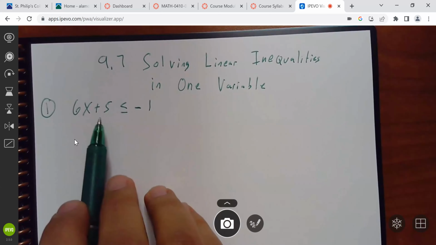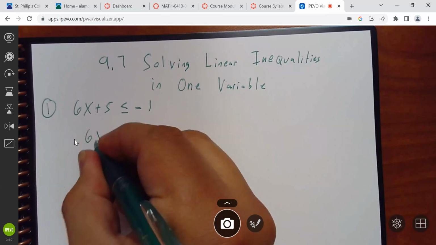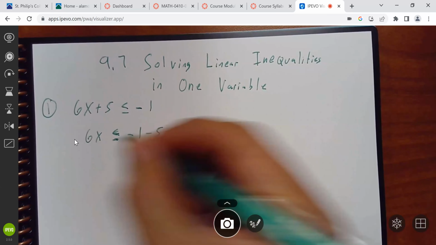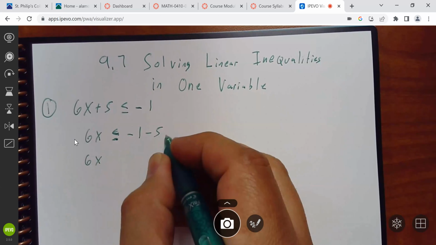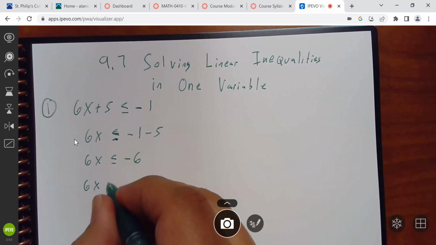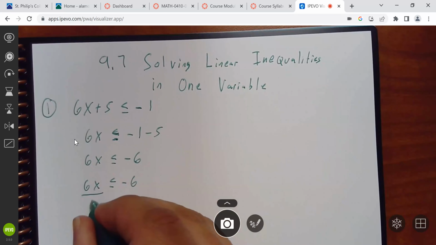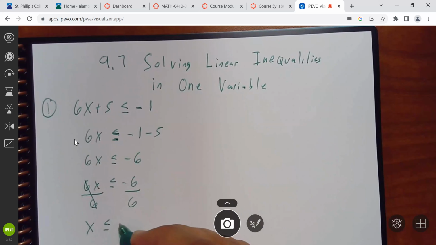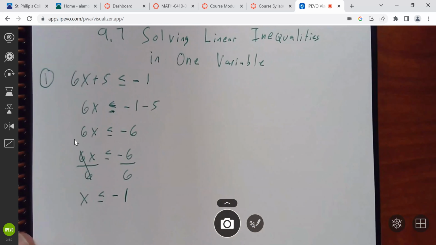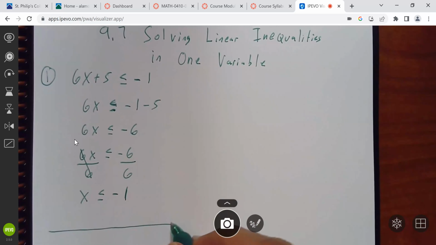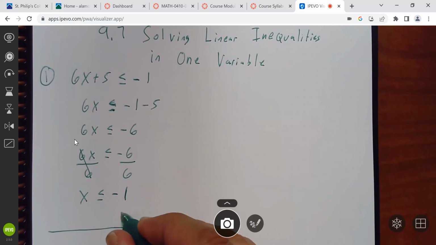And I like to just think of it as moving the 5 over, and if you move it, it becomes negative. You get 1 minus 5, which is -6. Divide both sides by 6. We're isolating X. Everything is the same. Now you read this as everything below or equal to -1 is your solution. Okay. Back it.